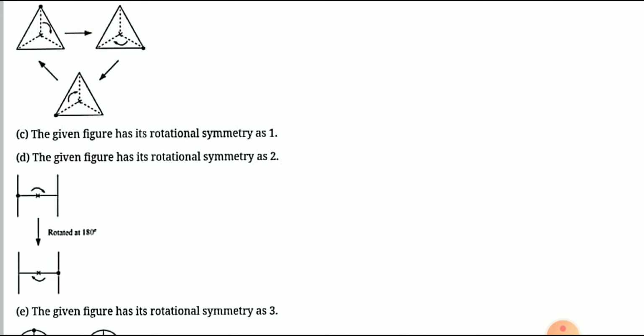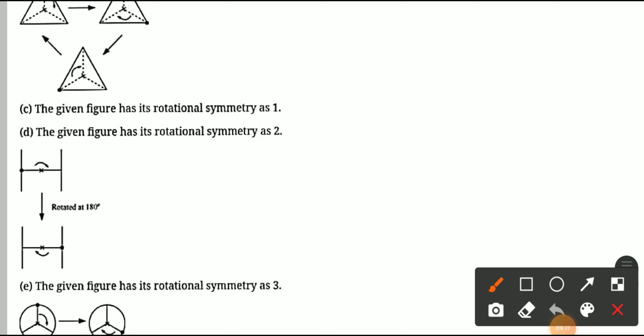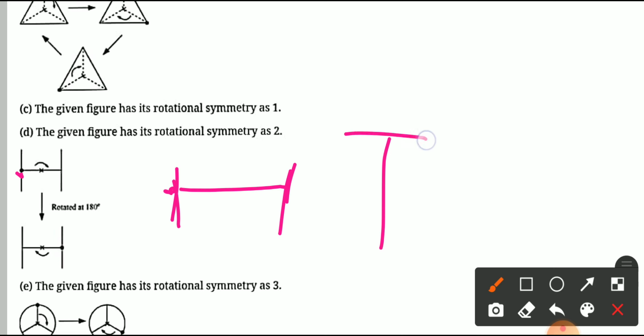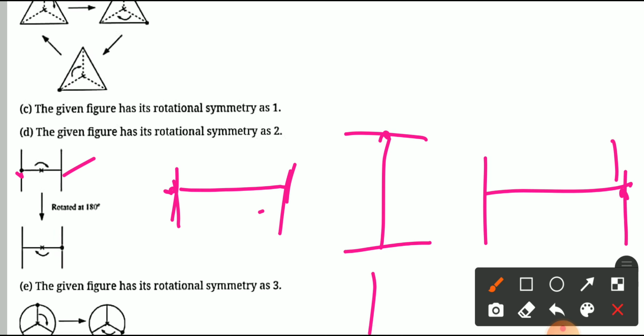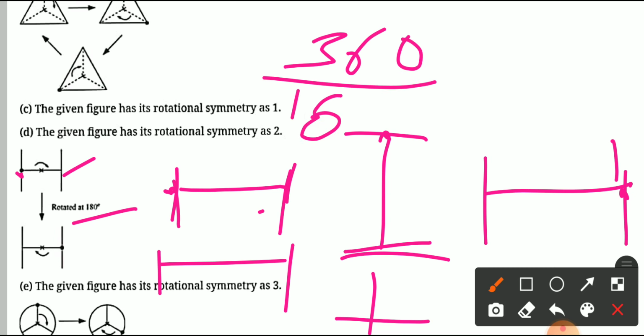Now the next part, the given figure has its rotational symmetry as 2. Why? See the figure, it is H. You can construct a point here, or you can say here. When you rotate it by 90 degrees, it will go here. At 180 degrees, it looks again the same like the previous one. Yes or no? Then again it looks like this. So it has order 2 because it looks similar at 180 degrees. Also you can do it by calculation, 360 upon 180, you will get 2.